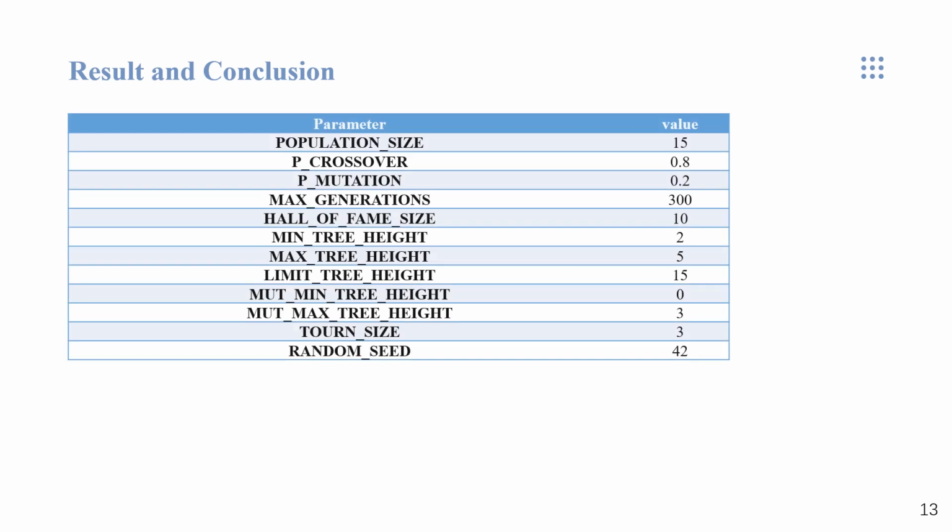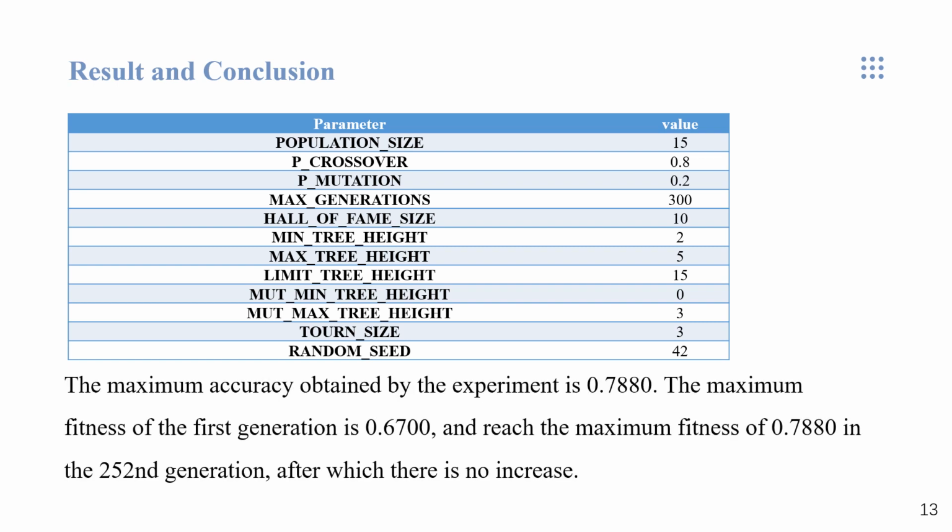Next, I will introduce the result and conclusion. The following parameters were used in the experiment. The maximal accuracy is 0.7880. The maximal fitness of the first generation is 0.6700 and reaches the maximal fitness of 0.7880 in the 252nd generation, after which there is no increase.